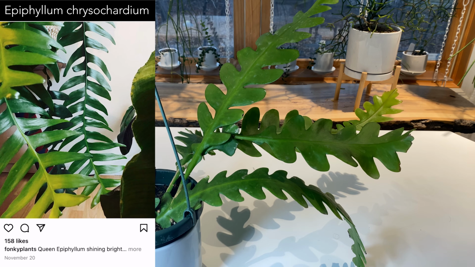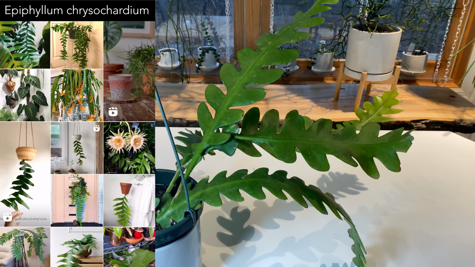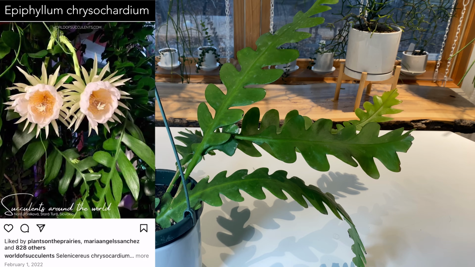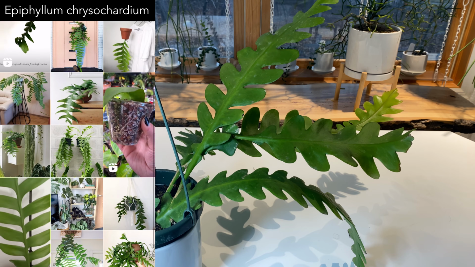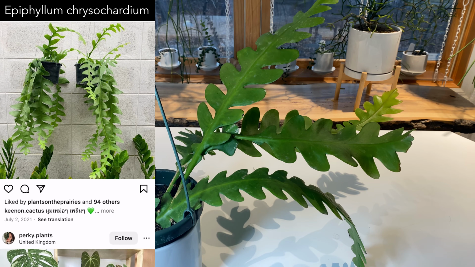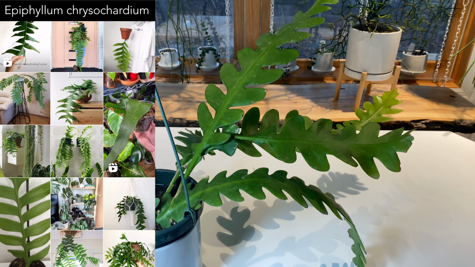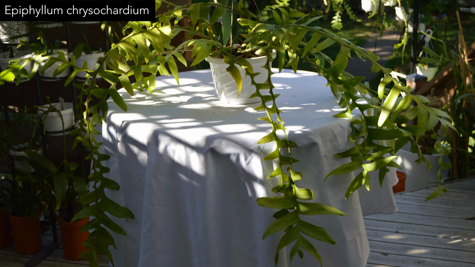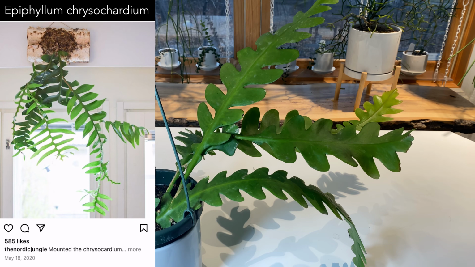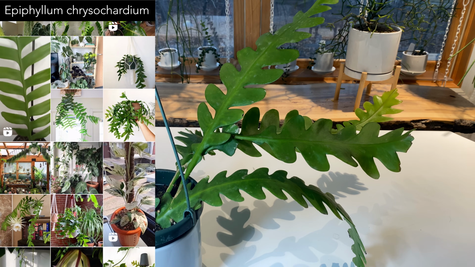The third one is actually one of my absolute favorites. I love this species. It is Epiphyllum chrysocardium. That one is distributed under common names, I think sharp-tooth cactus, fern cactus, or something like that. If you really want a statement houseplant, that would be the one. That thing gets huge. It grows these massive branches and they're massively long and it's just this beautiful hanging thing. Getting it into flower is a different story though.